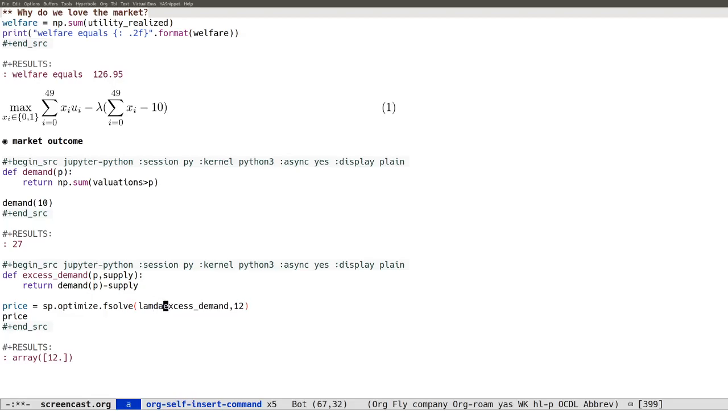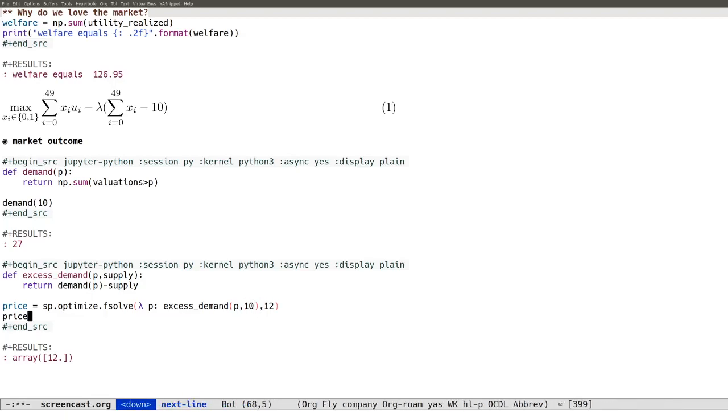So now we're going to help fsolve a bit, and we're going to say you should think of excess demand as a function of P only. So we define a lambda function, which is just a shortcut for a function where we don't give it a name. So excess demand depends on P, and supply is going to be equal to 10.